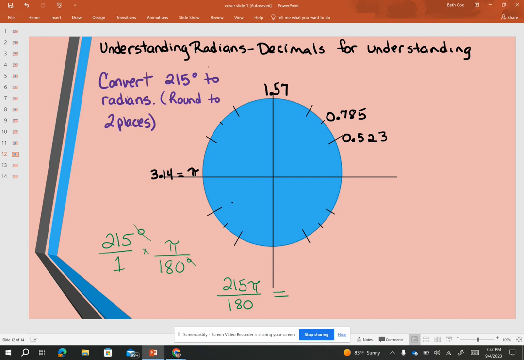215 times pi, and I am using the pi button, not 3.14, divided by 180. Let me do that again. 215 times pi divided by 180. That's much better. 3.775, and that's approximately radians.